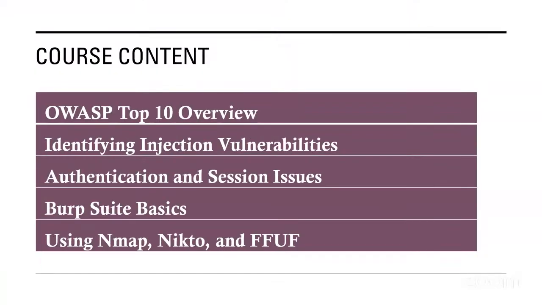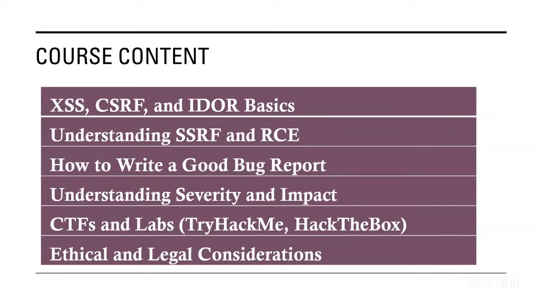And the next is using Nmap, Nikto, and FUF, the directory enumeration tools, so we will learn how to use the Nmap tool, how to use Nikto, and then FUF, which you can also call fuzz. Next are access attacks: CSRF, cross-site request forgery, IDOR basics, understanding SSRF, and RCE, remote code execution, and how to attack it.